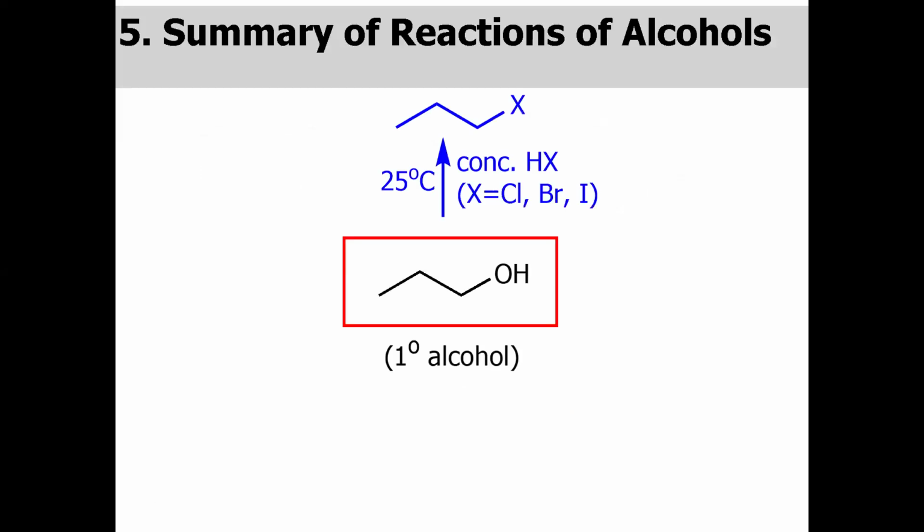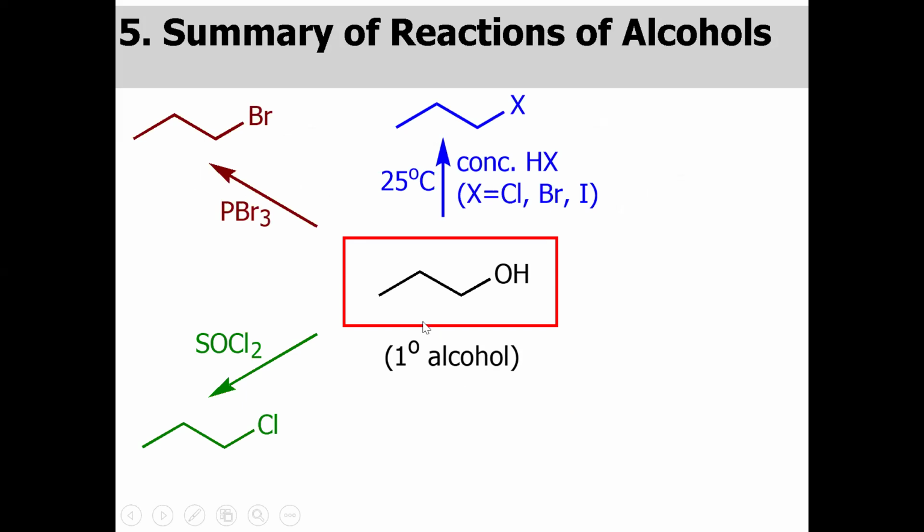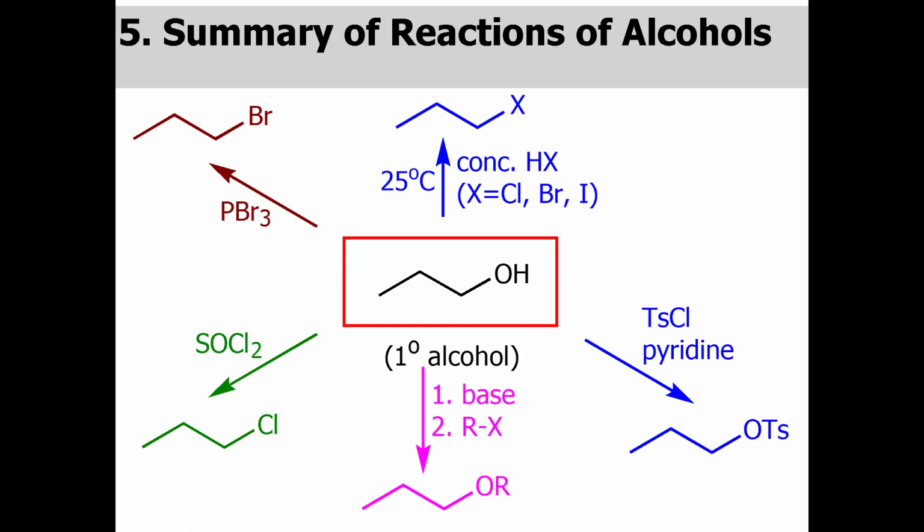This is the overall summary of the reactions. When alcohol is treated with concentrated acid, it gives you the alkyl halide at room temperature. When alcohol reacts with phosphorus tribromide, it gives the alkyl bromide. When alcohol is treated with thionyl chloride, it gives the alkyl chloride, in this specific example the propyl chloride. When alcohol reacts with tosyl chloride, it gives the tosylate. When alcohol reacts with a strong base and is then treated with an alkyl halide, it gives ether formation. That's all for the reactions of alcohol.